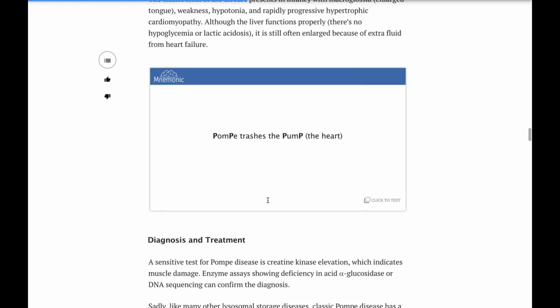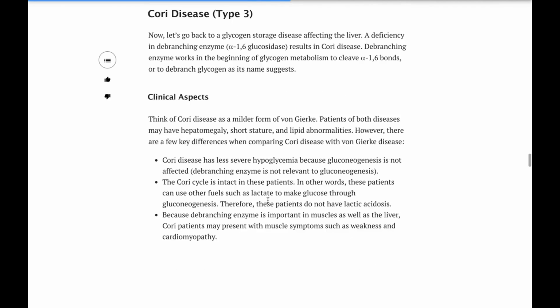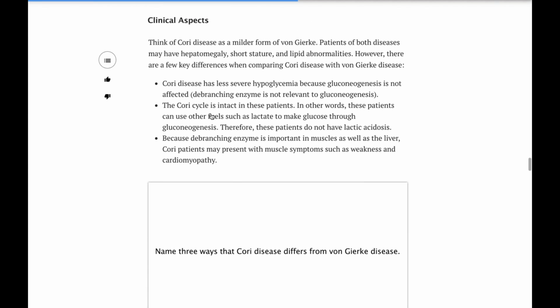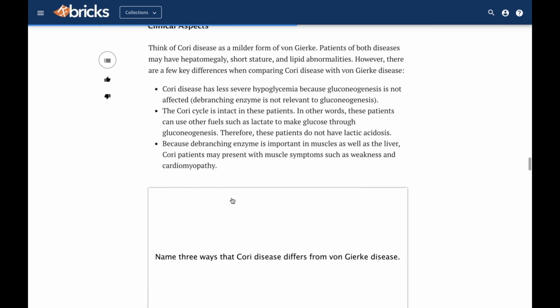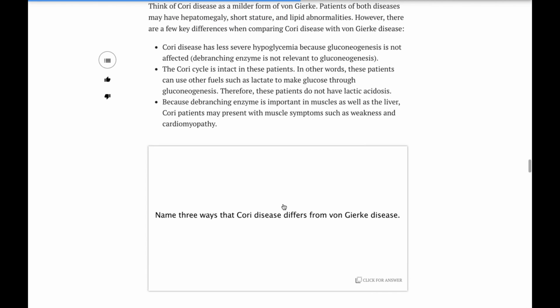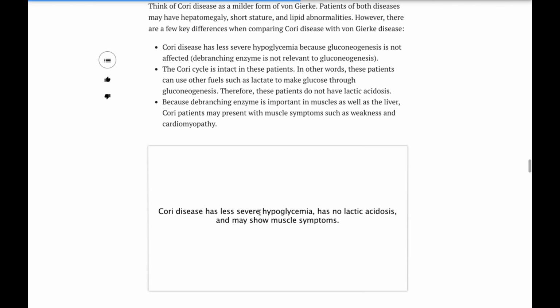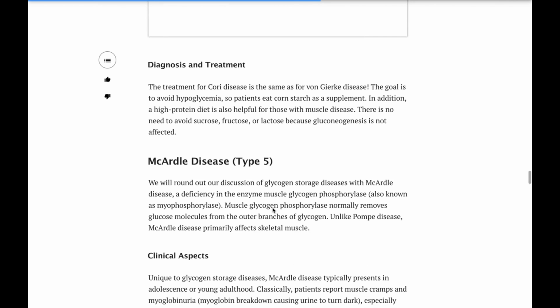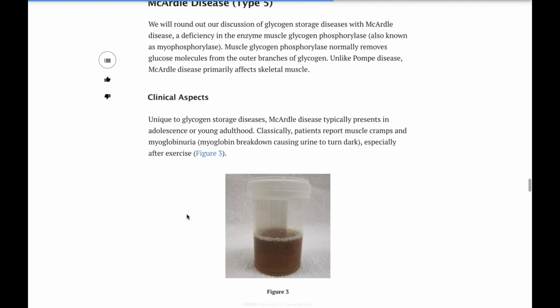Pompe's disease, and we keep going as we run through all of these different glycogen storage diseases. And as we see here, we have Cori's disease, and we have here named 3 ways that Cori's disease differs from von Gierke's, and we have here less severe hypoglycemia, no lactic acidosis, and may show muscle symptoms. So that would have been a good thing to look at prior to answering that question. McArdle's disease, another one we covered earlier.